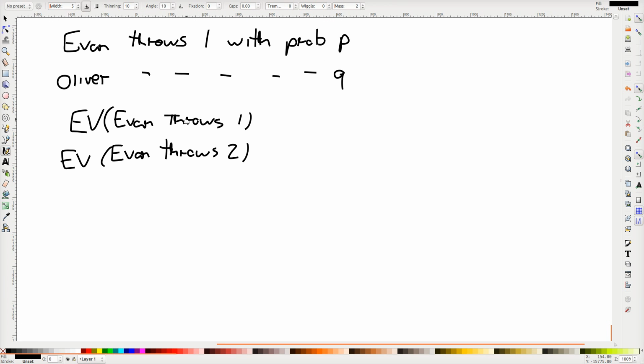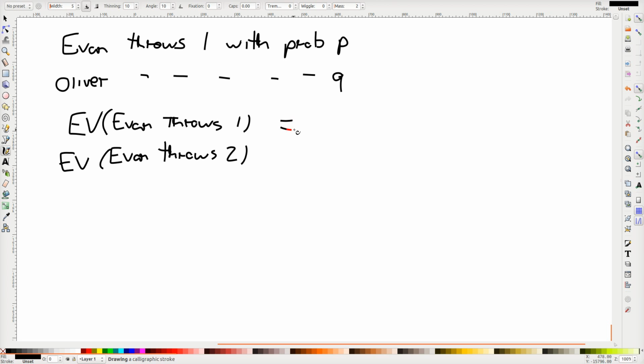All right, so what's the EV of Evan throwing 1? Well, when Oliver throws 1, he wins. So it's 1 times Q. And then when Oliver throws 2, then Evan loses. So it's 0 times, and he throws 2 with probability 1 minus Q. Similarly, Evan throws 2. Well, if Oliver throws 1, he loses. So it's 0 times Q plus 1 times 1 minus Q.